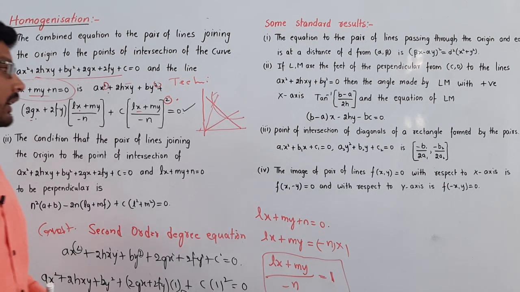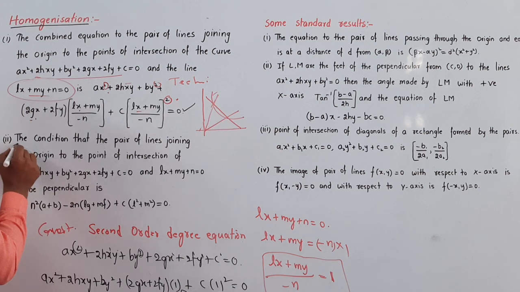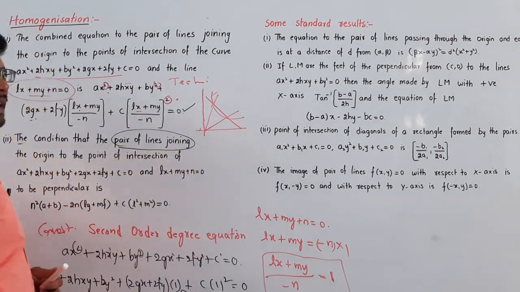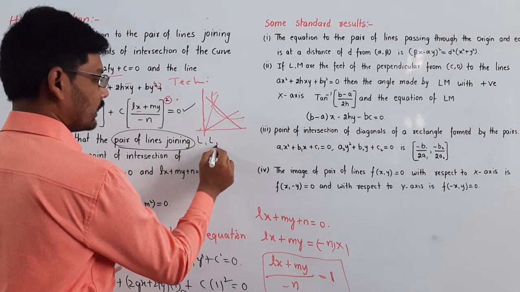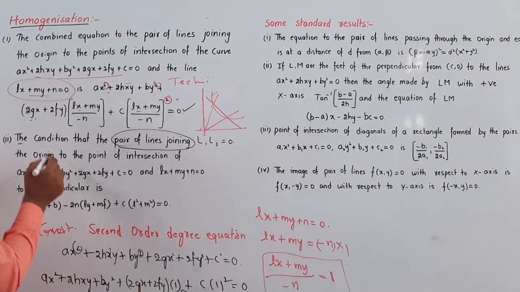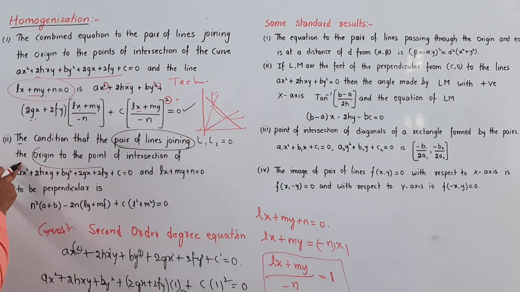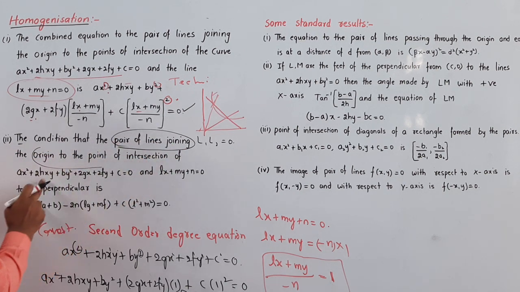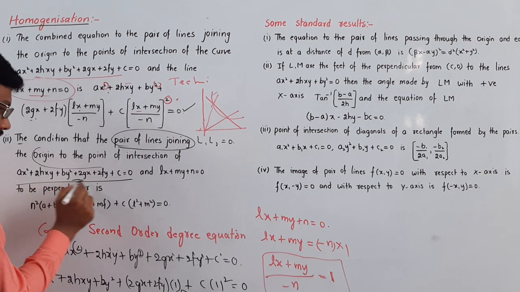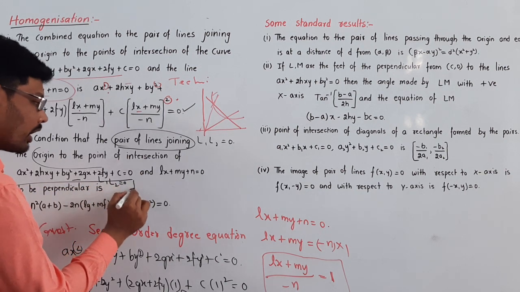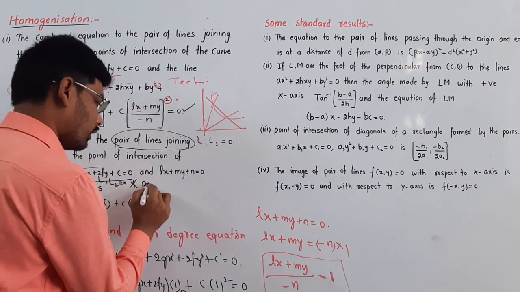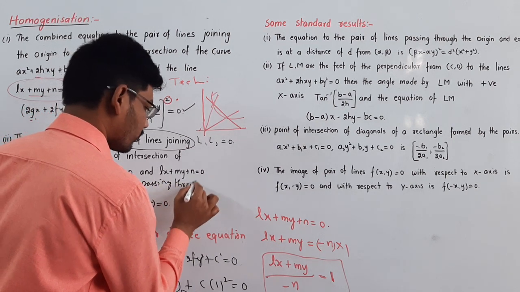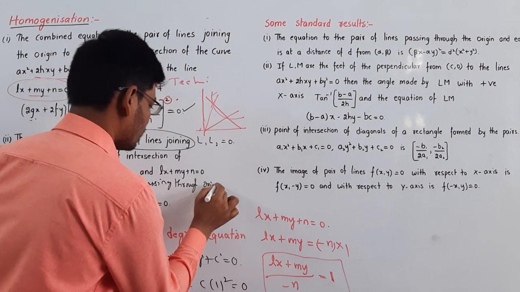So the next point is the condition that the pair of lines L1 and L2 is equal to 0, the condition that the pair of lines joining the origin to the point of intersection of these two lines, L1 and L2 is equal to 0, not passing through origin.